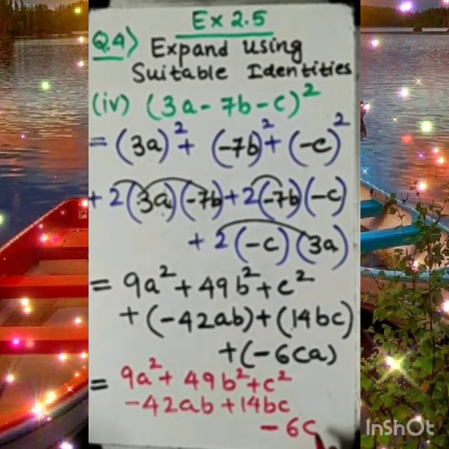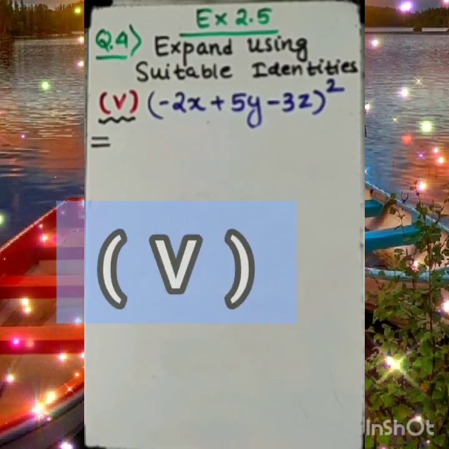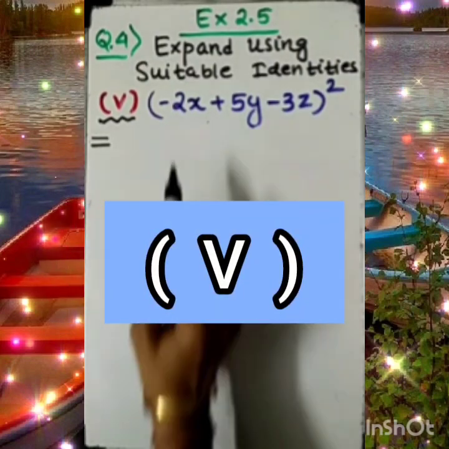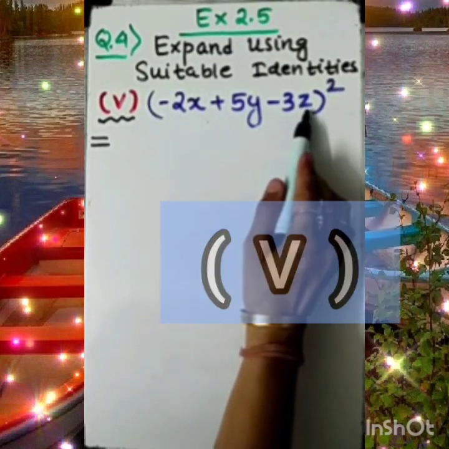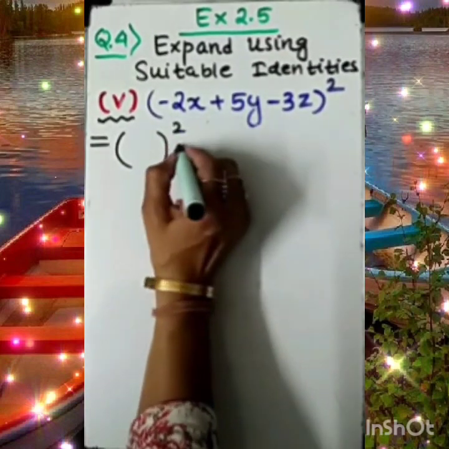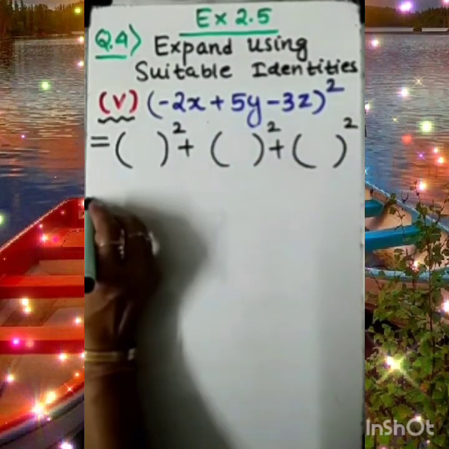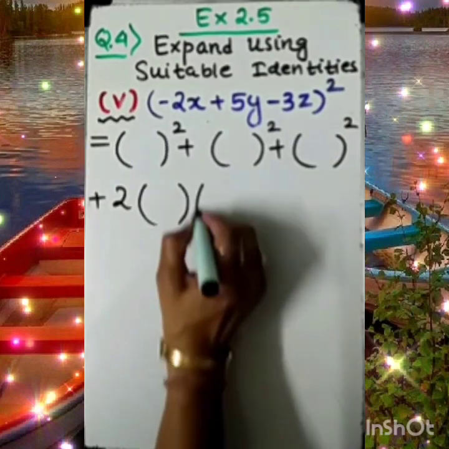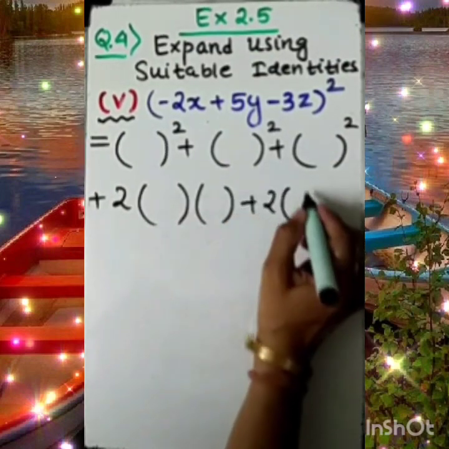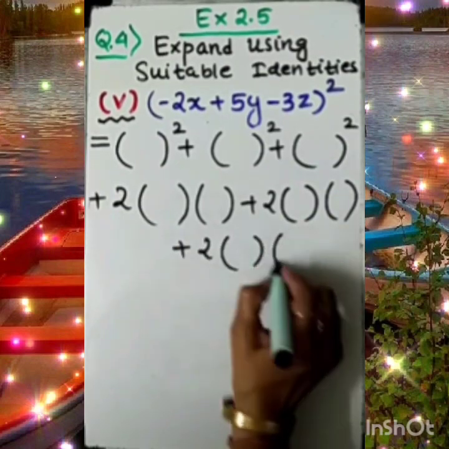This we are given. Once again I am here explaining. This is 9a square, 49b square plus c square is as it is. Now question number 5. As we know, this is first term, second term, third term. So again applying the squaring of trinomial, we know: first term square, second term square plus third term square, plus 2 into first and second, 2 into second and third, and 2 into third and first.